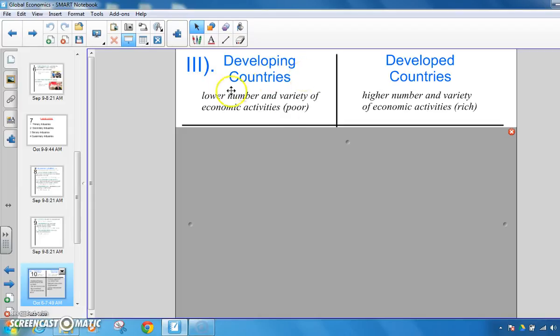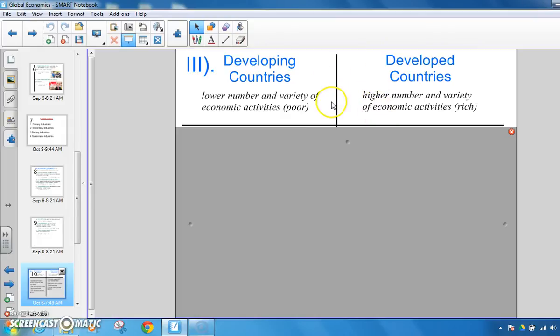A developing country means they have a lower number and variety of economic activities, meaning they stick in the primary industries here. They don't have a variety of different types of jobs. We usually call poor countries developing. So from here on out, you're going to hear me reference them as developing countries. Whereas on the right, those that have a higher number, the tertiary, the quaternary industries, and a variety of economic activities, those are considered to be rich. We call them developed, so get used to this.